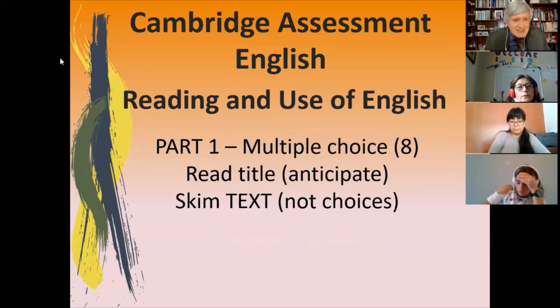Now, once you finish reading the title, okay? Skim through the text and please check what it says here. Maybe I'm going to highlight it for the next time, okay? Skim the text, not the choices.